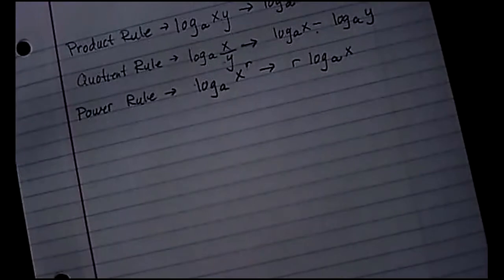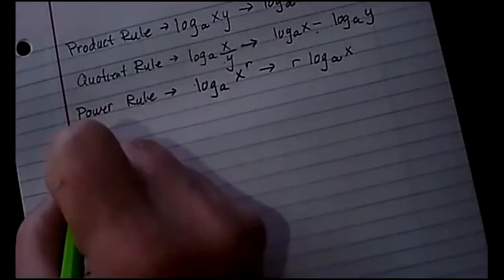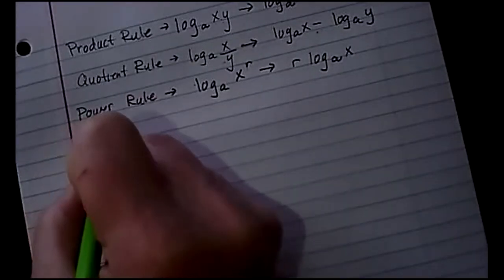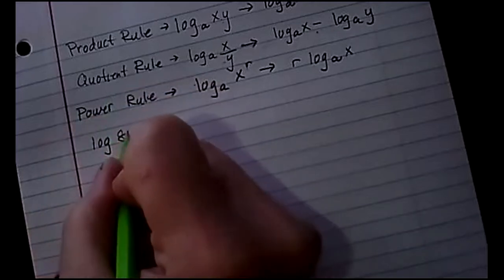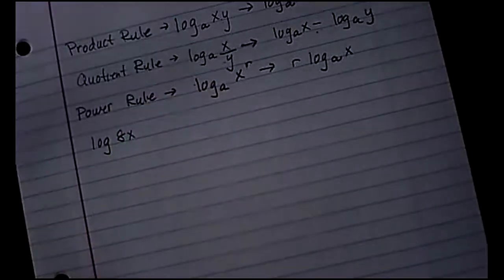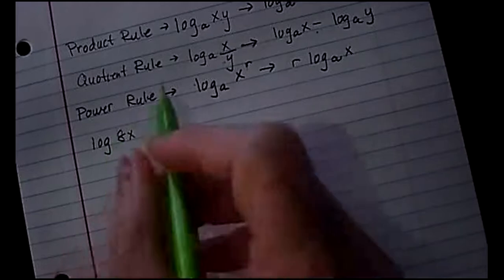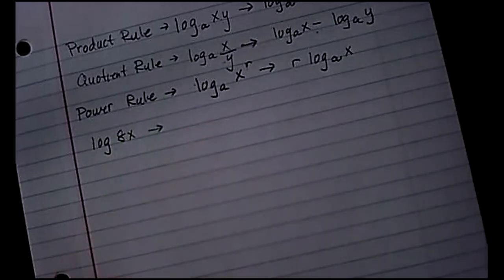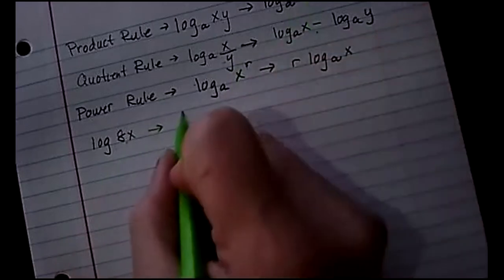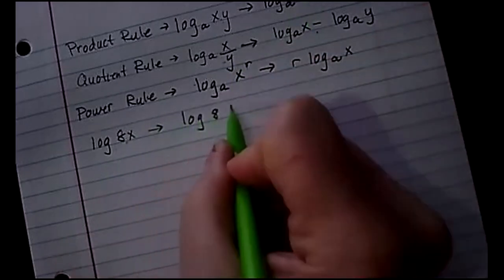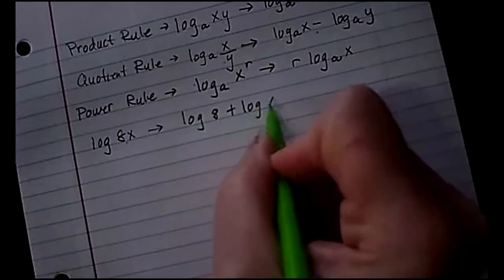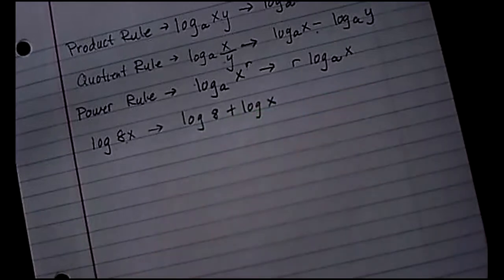All right, so let's do a couple examples here. Say we have log of 8x. I'm just going to ask you to write that in expanded form. This is a common logarithm because it's base 10. Because it's a multiplication, we're going to do addition. So we're going to have log of 8 plus log of x. Okay, expanded form.